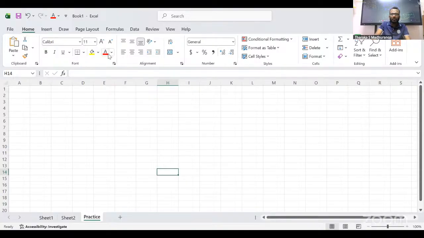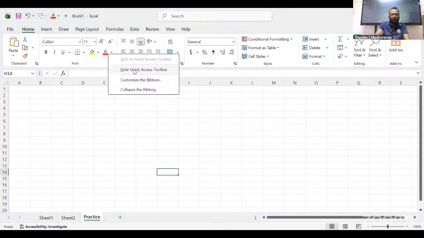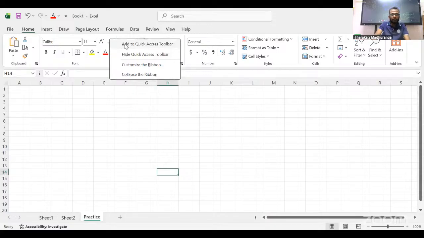If you frequently use any tool, we can right click and add it into the toolbar. You can add it to the ribbon. Think of this one, the quick access toolbar, right? If you want, you can add it here if you use any tool frequently. Up to now, okay?